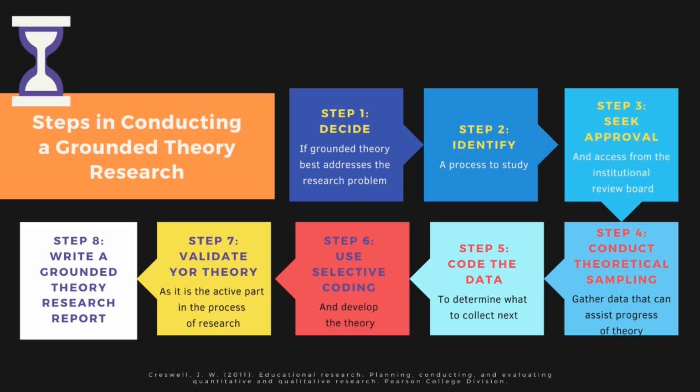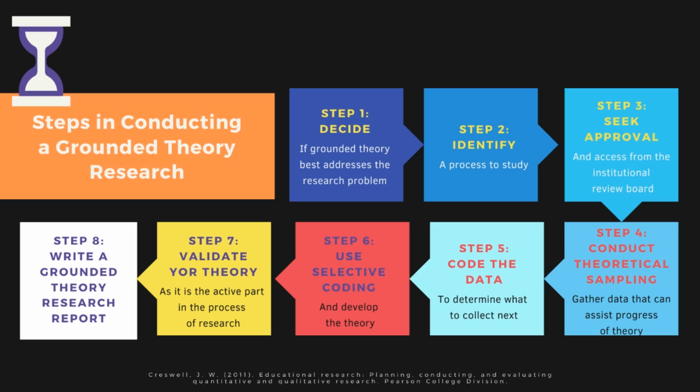These are the steps in conducting a grounded theory research. First, decide if a grounded theory design best addresses the research problem. Second, identify a process to study. Third, seek approval and access. Fourth, conduct theoretical sampling. Fifth, code the data. Sixth, use selective coding and develop the theory. Step 7. Validate your theory, as validation is an active part of the process of research. And lastly, write a grounded theory research report.